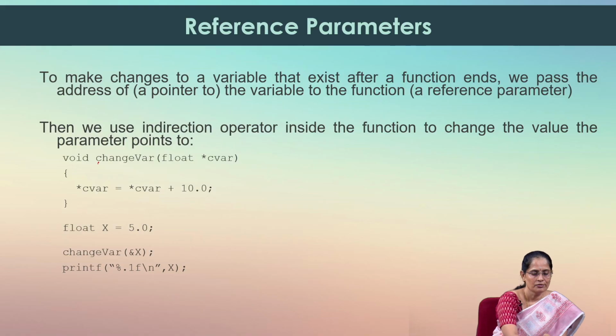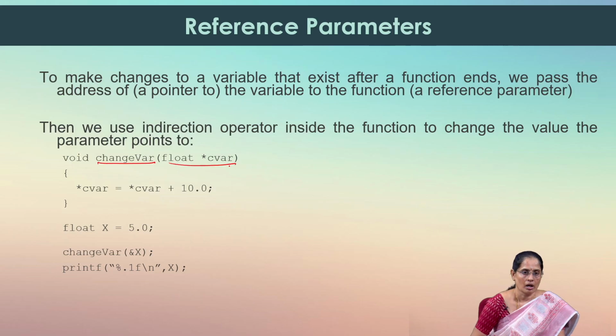Okay. What is the name given to these arguments when they are passed as pointers to the function? We call it a reference parameter. To make changes to a variable that exists after a function ends, we pass the address of the variable to the function, which is called a reference pointer, right. Then we use the indirection operator inside the function to change the value of the parameter which it points to, right. Simply, we can take a function changeVariable which takes a pointer as the parameter or argument, right.